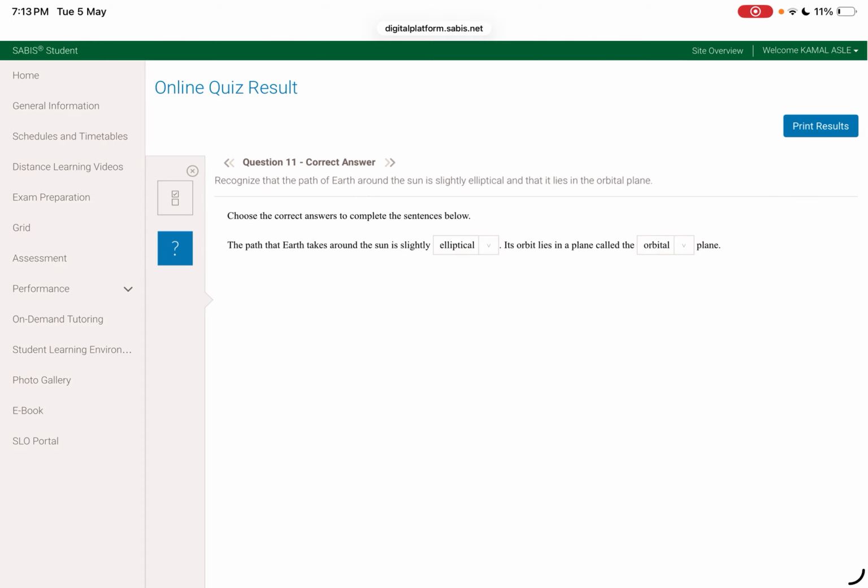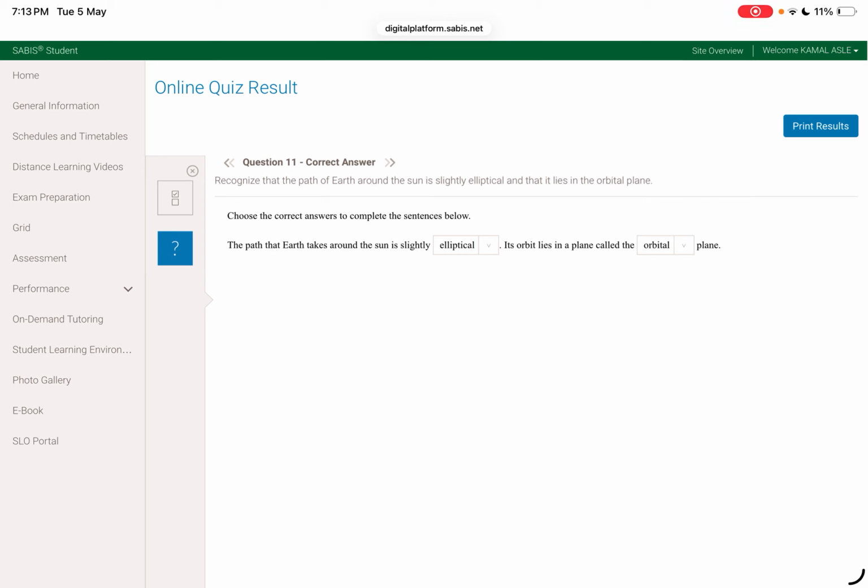Question number 11. Here, also, you have to memorize this. This quiz is kind of memorization. The path that the Earth takes around the Sun is slightly elliptical, and its orbit lies in a plane called the orbital plane.